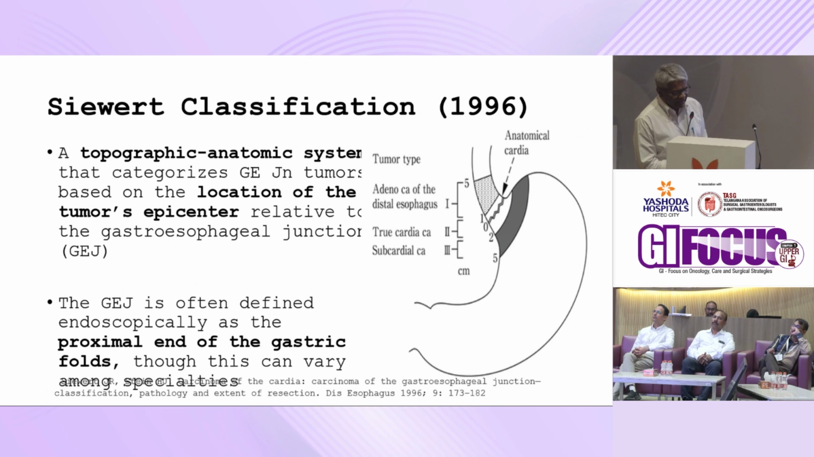Next, in 1996, Siewert et al. classified GE junction tumors into 3 types, and this was basically an anatomic classification based on the location of the tumor epicenter. They divided it into type 1, 2, and 3. Type 1 was 1 centimeter above the GE junction to 5 centimeters. Type 2 was 1 centimeter above to 2 centimeters below the GE junction, and type 3 was 2 to 5 centimeters onto the stomach end.